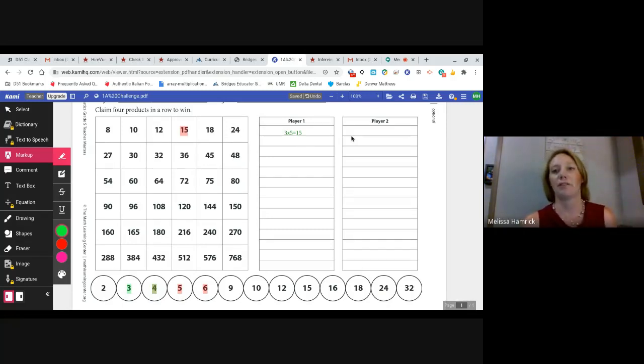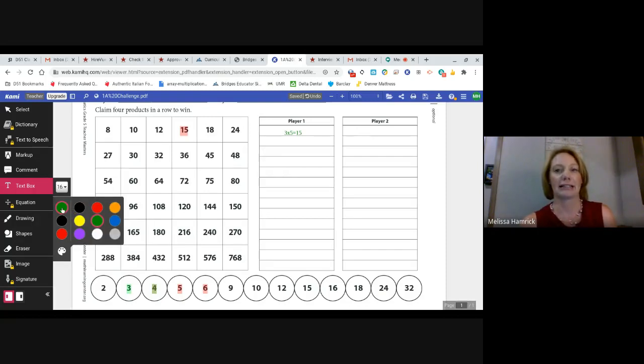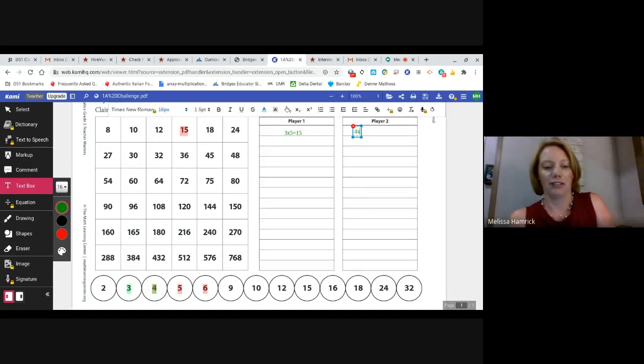And we would talk about how did you find that answer? And we would talk about different strategies we could use if we weren't sure about the product of 4 and 6. So they would get to write over here, 4 times 6 equals 24.